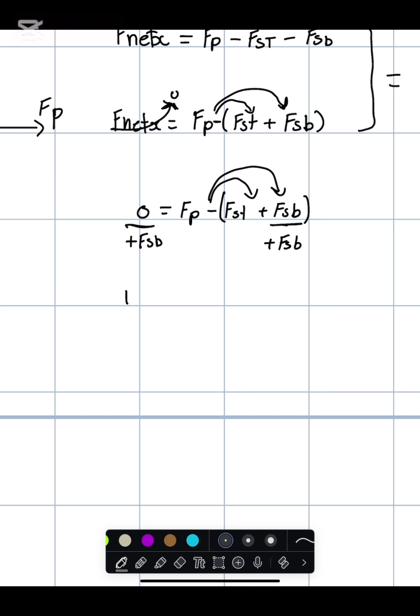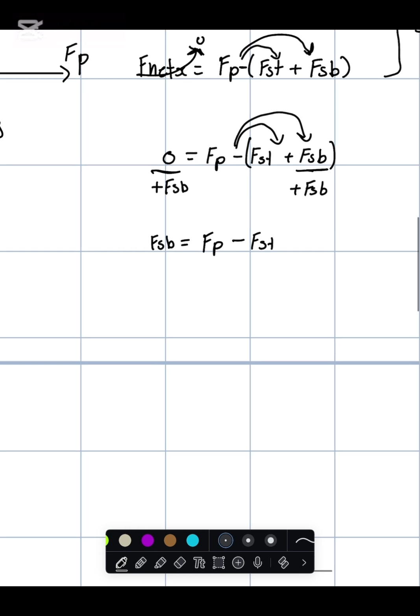So our force of the seat belt will be equal to our Fp minus our force of the steering wheel, or force applied onto the steering wheel. We know that we don't know what Fsb is equal to, but we know what Fp is equal to, which is going to be equal to ma of the car. So we have to find the acceleration of the car.